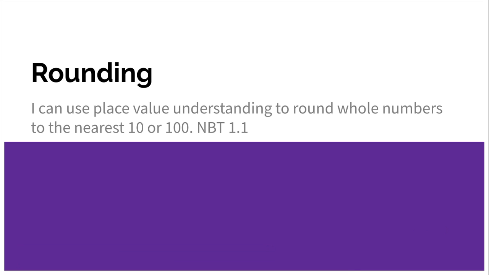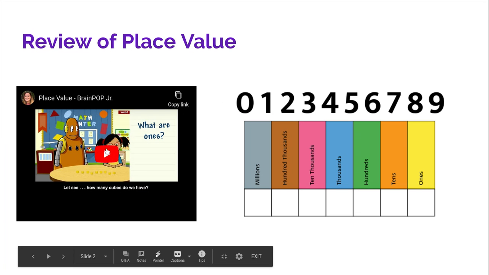Finish strong. Okay, so rounding is the topic that we're going to be covering today. So I can use place value understanding to round whole numbers to the nearest 10 or 100. And remember, we're focusing on those power standards that you are going to be using for fourth grade. So rounding is something that a lot of kids are weaker in. It's just kind of hard. And unless you get a lot of practice in, you're not going to get any better at it. So we're going to practice and hopefully you will do really well when it comes to rounding in fourth grade. Okay, so first we're going to review place value.